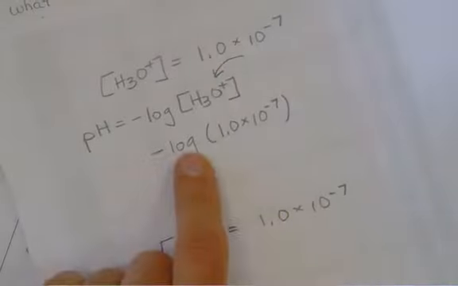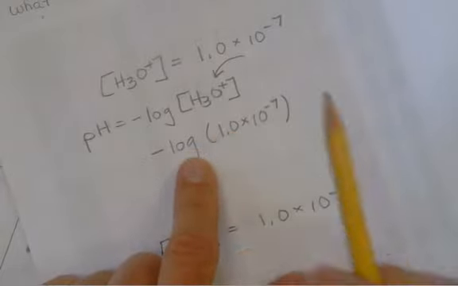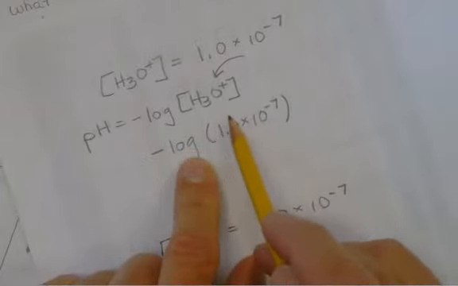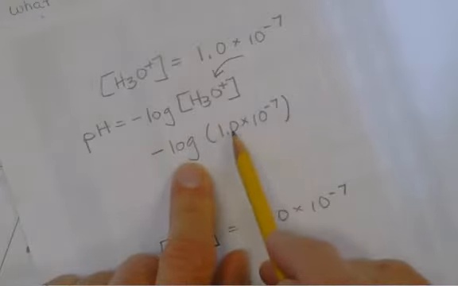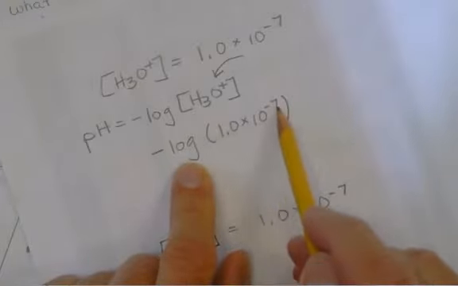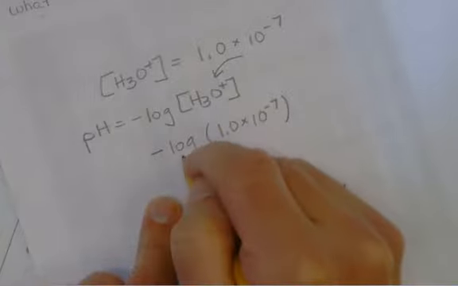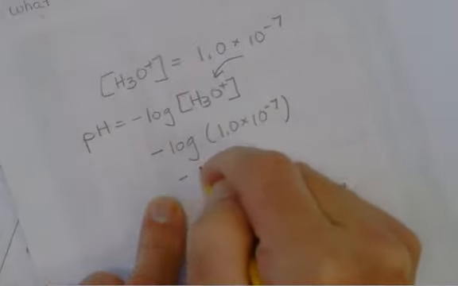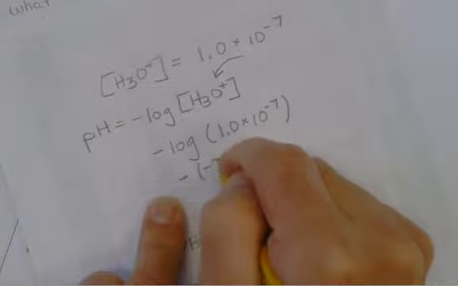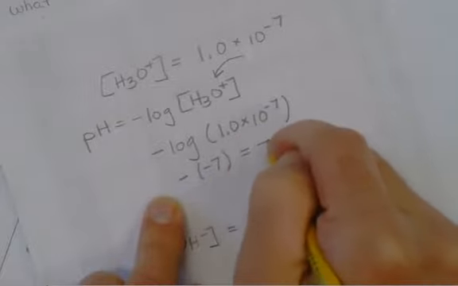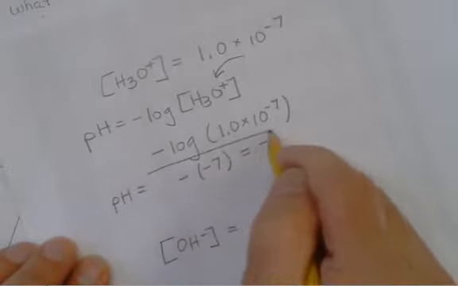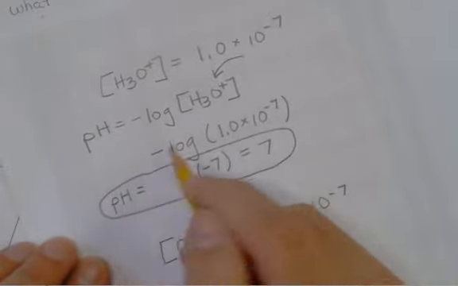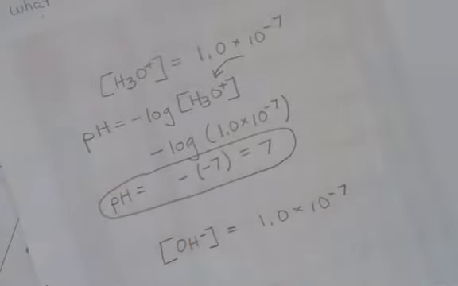But what you'll realize pretty quickly with log base 10s is if you have just the number 1 in the mantissa and everything is in the exponent, the log of 1 times 10 to the minus 7th is going to be minus 7. So when I do that, I'm going to get minus 7, which is going to be equal to 7. So we just learned something that we already knew, okay? And that is the pH of a neutral sample of water is equal to 7.